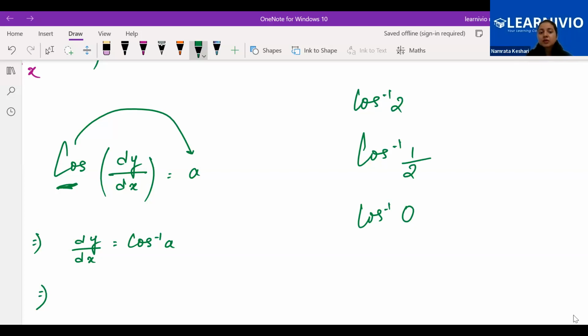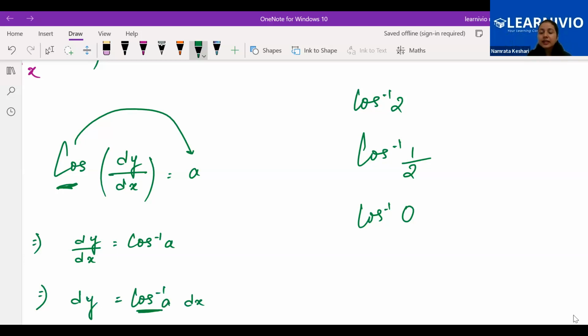Yes, ma'am. Okay, so we are going to treat this cos inverse A as a constant because x is not there along with this cos inverse, and y is also not there. That's why even if you keep it on the left side or on the right side, it's the same thing. It's just a constant number. So here only we can leave it, cos inverse A and dx.